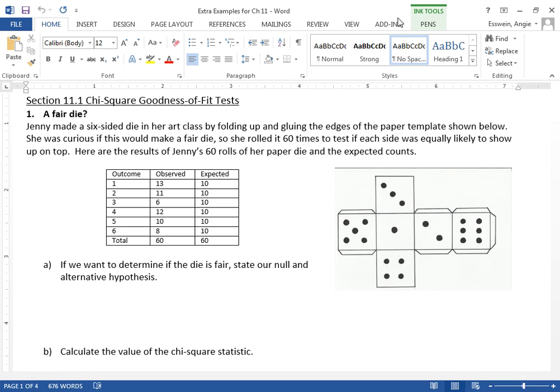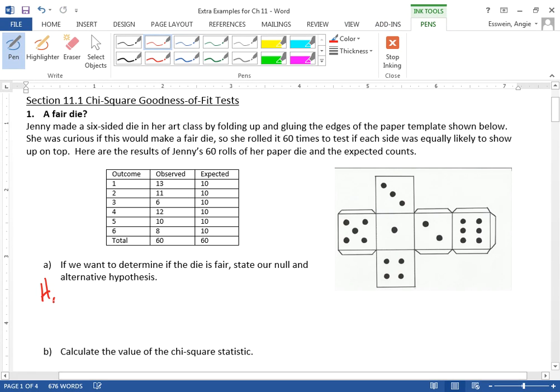For our null hypothesis, H naught, let P sub n equal the proportion of times, not probability, proportion, you roll n. Then we want P sub 1 to equal P sub 2 to equal ... P sub 6. In other words, the proportion of each outcome rolled will be equal. So P sub n is the proportion of times you roll n, and we want P sub 1 equal to P sub 2 equal all the way to P sub 6.